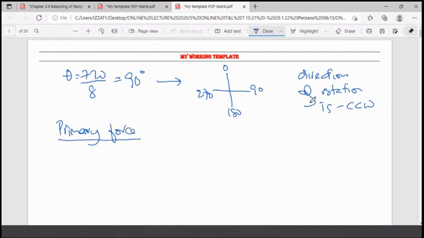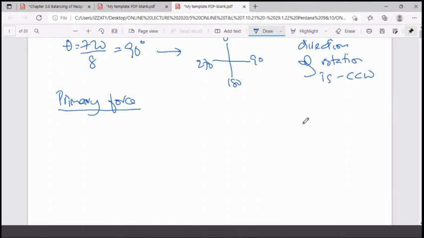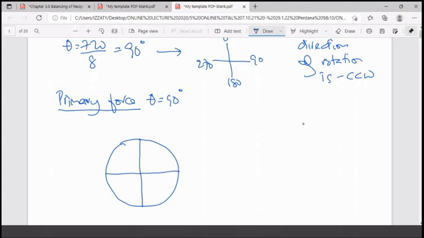I need you to understand this before we go to the example. Very important. As I mentioned, this is very crucial. So your theta equals 90 degrees. Put it here. It's easy for you to construct. Put number 1 here as the reference.